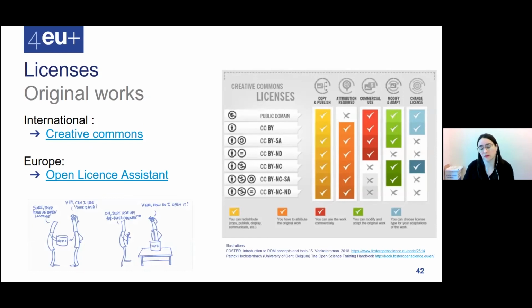Slide about license. The main licenses are the Creative Commons, with several levels of use that can be articulated. You also have tools for Europe, which is the Open License Assistant, and you can see if in your state it's this license which is fair or another. And you can choose what level of protection you want for copying and publishing, commercial use, etc.